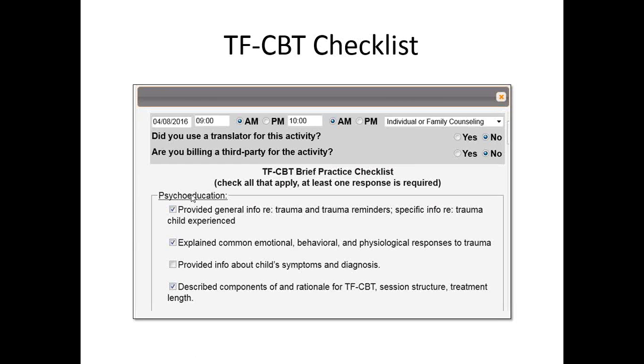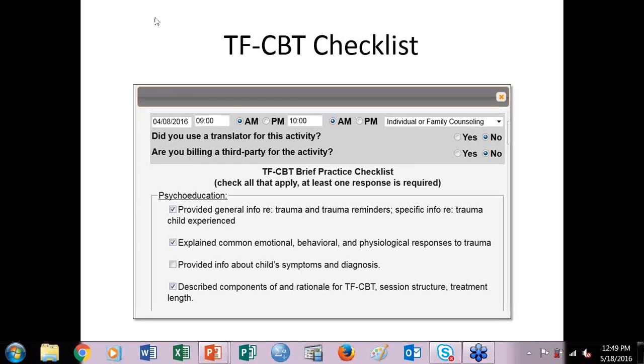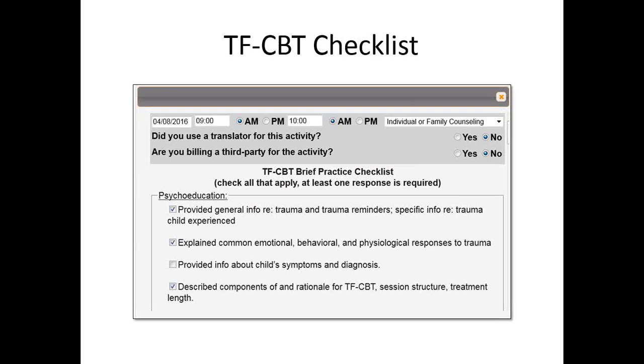The TF-CBT checklist is organized by the PRACTICE acronym, so psychoeducation, relaxation, and so on. If you're working on psychoeducation that day with the child, there's a prompt asking what did you do with psychoeducation?